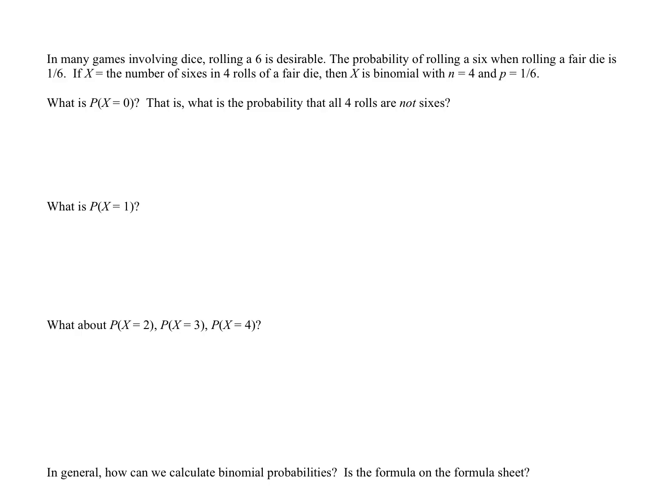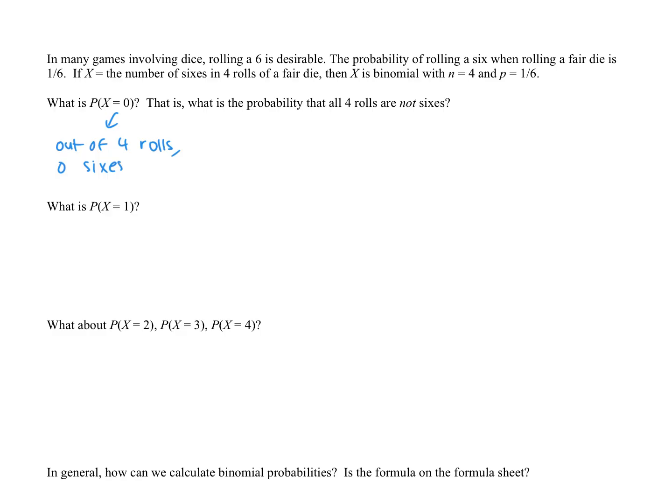In many games rolling dice, rolling a 6 is desirable. The probability of rolling a 6 when rolling a fair die is 1 out of 6. Let x be the number of 6s in 4 rolls of a fair die. If that's the case, x is binomial with n equal to 4 and p equal to 1/6. So first we're going to calculate the probability that x equals 0. So what that means is out of 4 rolls, we get 0 6s.